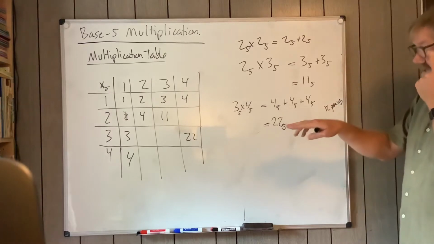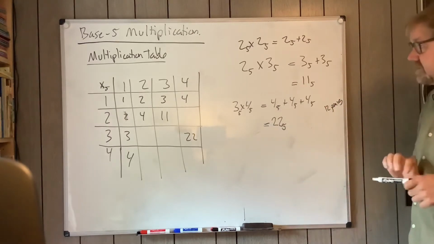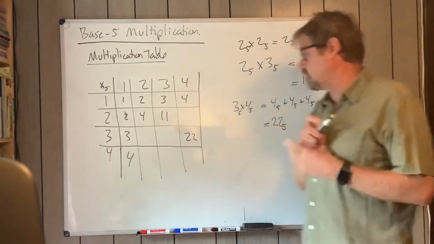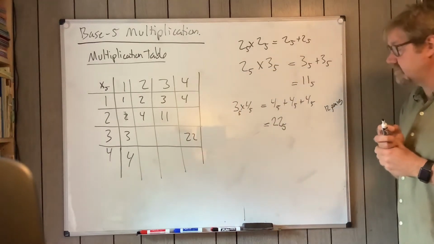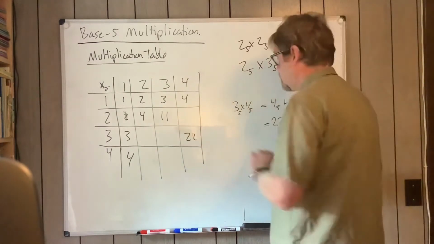It's really not very big, because remember a little bit about symmetry. We know 2 times 3 is 3 times 2, so you've got a whole bunch already filled in. But this is a good thing to know.